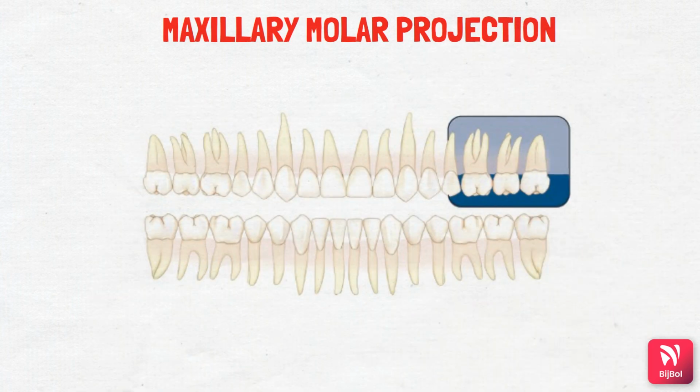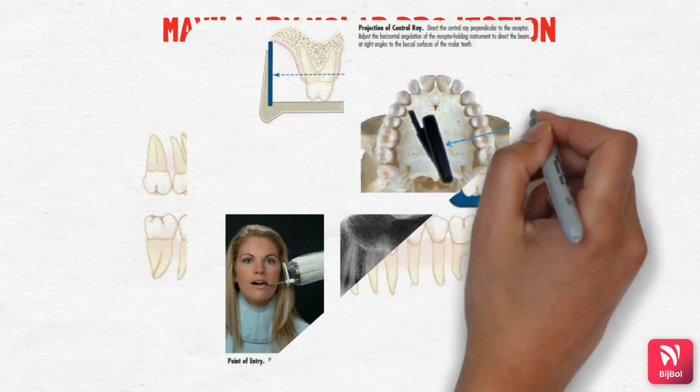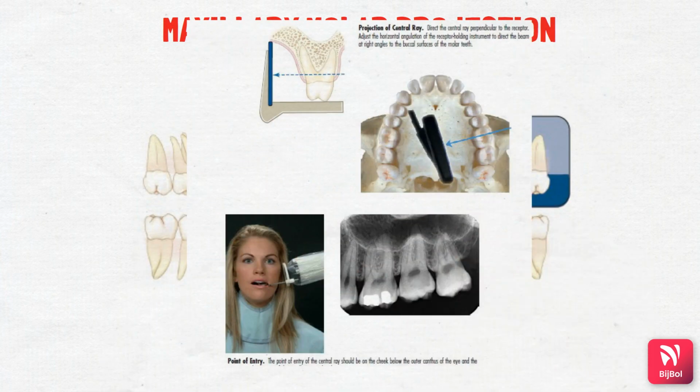Our next projection is maxillary molar projection. Direct the central ray perpendicular to the receptor. Adjust the horizontal angulation of the receptor holding instrument to direct the beam at right angles to the buccal surfaces of the molar teeth. I am repeating, we should direct the beam at right angles to the buccal surfaces of the molar teeth. Point of entry, where the central ray should be on the cheek below the outer canthus of the eye and zygoma at the position of the maxillary second molar.